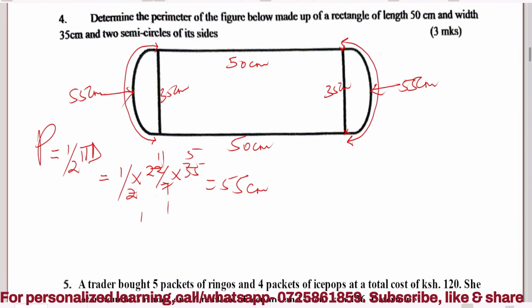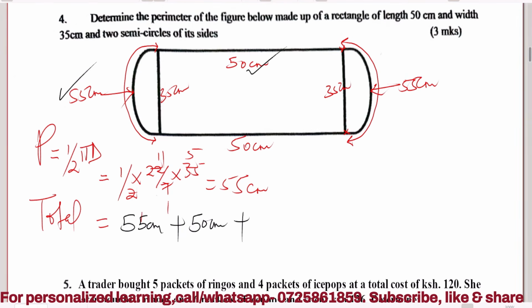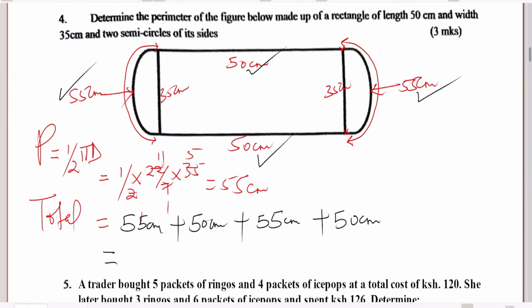Now, after getting that, we can get the total distance of the perimeter. That will be given by 55 centimeters plus 50 centimeters plus 55 centimeters plus 50 centimeters. That is what is going to give the total distance around that figure. So we have 55 times 2 plus 100. So that is going to give 210 centimeters.